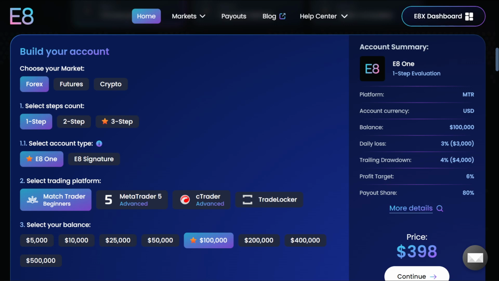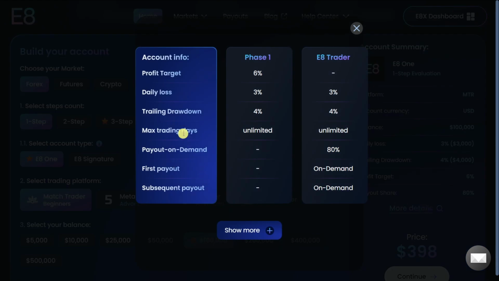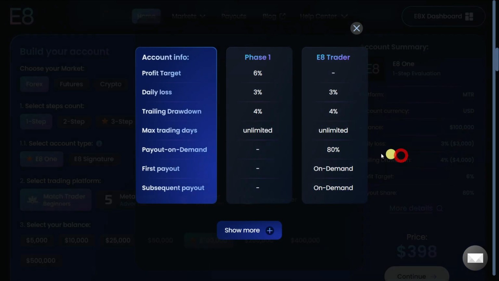So one step here is one step evaluation, where you're going to find the daily loss 3%, trailing drawdown 4%, profit target 6% and payout share 80%. Then you're also going to have unlimited time, that you have to be aware of.